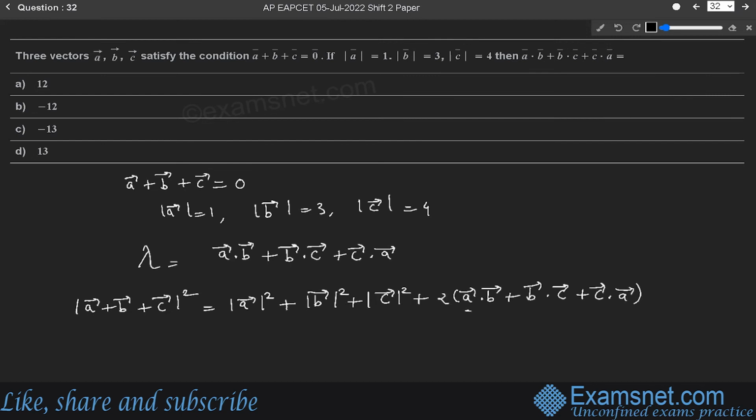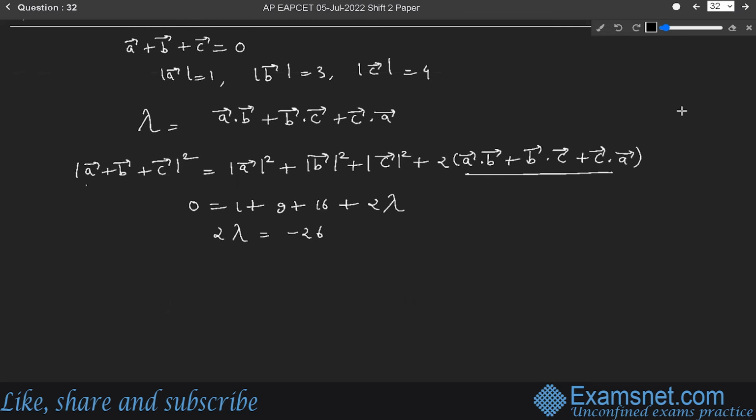We know that this term is equal to lambda. So the equation becomes 0 is equal to 1 plus 9 plus 16 plus 2 lambda. We also know that A vector plus B vector plus C vector is equal to 0, so its square will also be 0. Therefore, 2 lambda will be equal to minus 26.